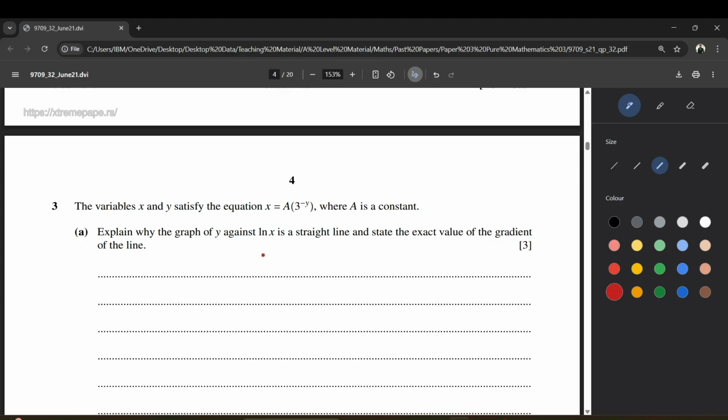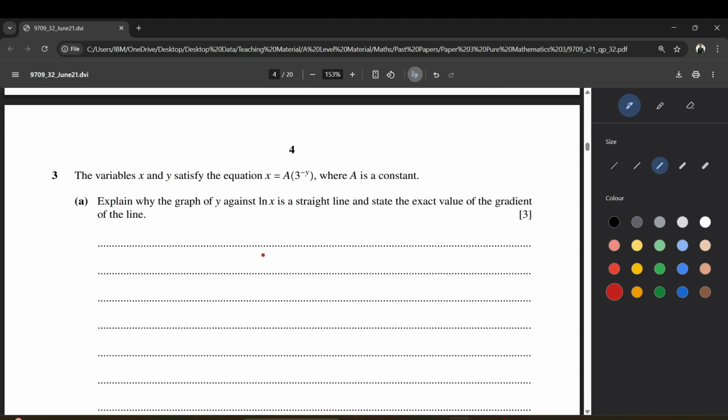All right, question number 3. The variables x and y satisfy the equation x is equal to a times 3 to the power minus y, where a is a constant. Explain why the graph of y against ln x is a straight line, and state the exact value of the gradient of the line.